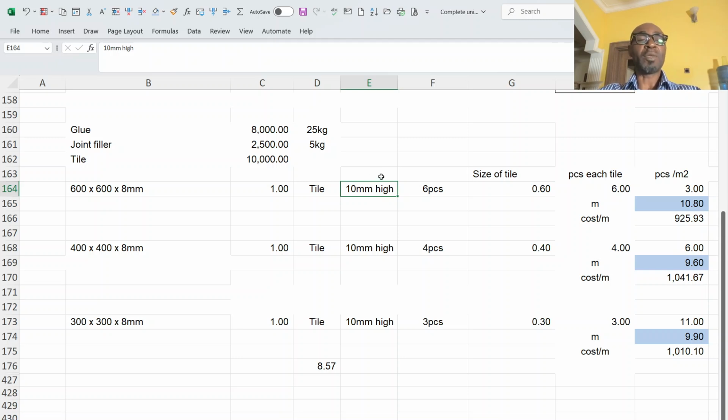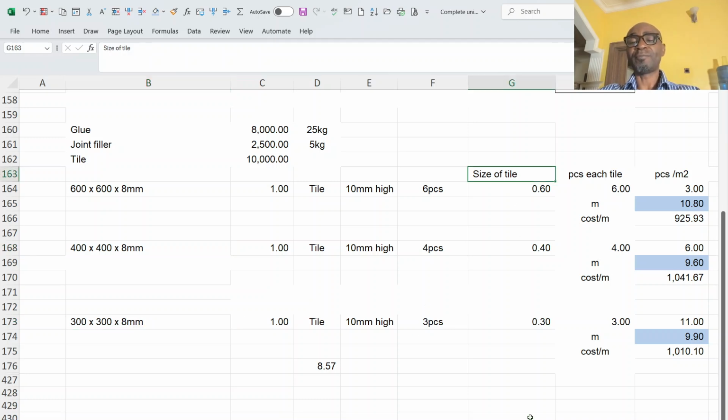Because if you have 60 by 60 tiles and you're slicing your skirting in 10 cm, you're going to have 6 pieces out of one tile. Then for 40 by 40, you're going to have 4 pieces of skirting from one tile. If it is a 30 by 30, you're going to have 3 pieces from one tile.